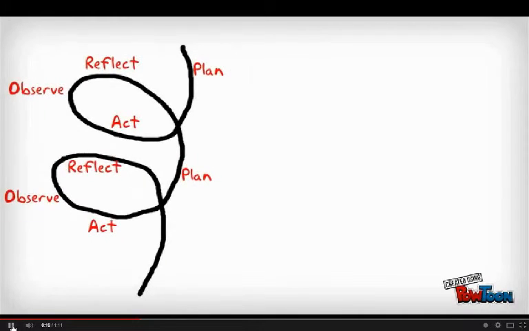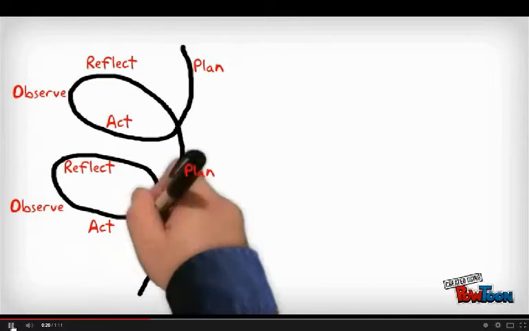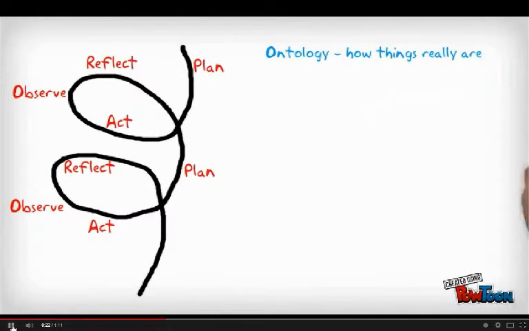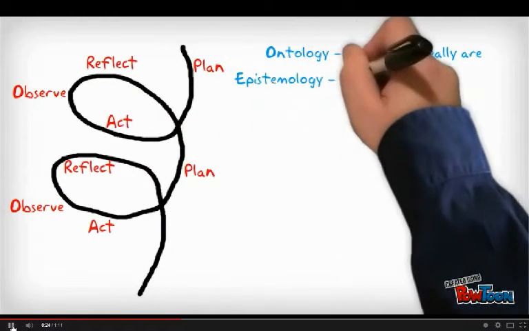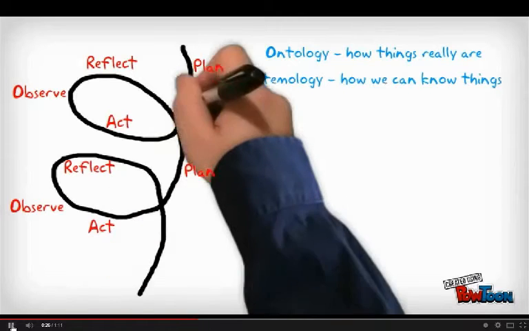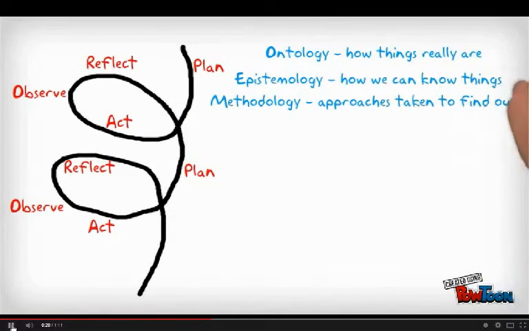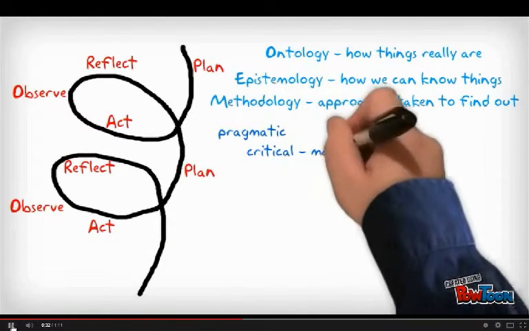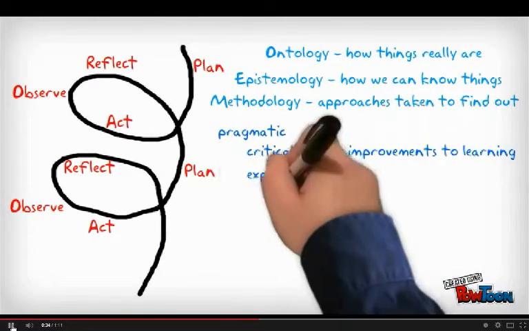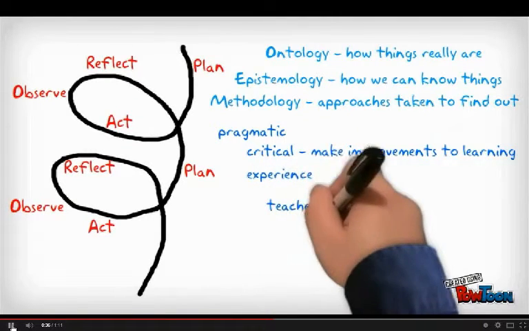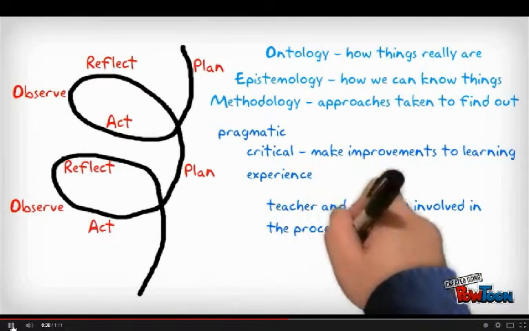It's really the conceptual framework for the research you are doing. Ontology might be described as how things really are. Epistemology is about how we can know these things. And methodology, the approaches you take to show these things. Action research tends to be very pragmatic and quite often takes a critical perspective, righting wrongs and finding ways to improve learning. Sounds interesting. Where might I find out more?